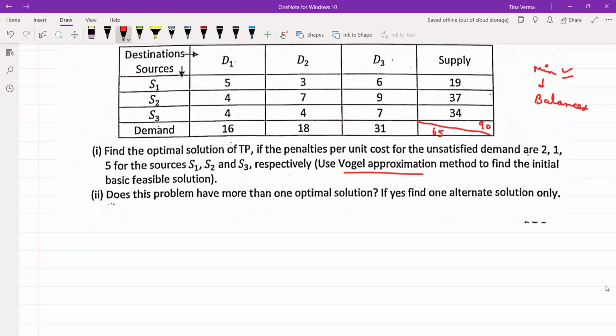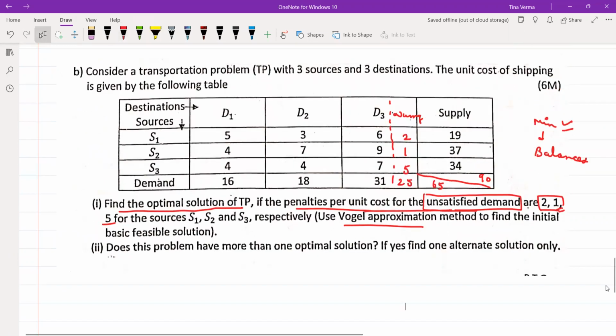What was the trick part over here? It was already given to find the optimal solution of the transportation problem if the penalties per unit cost for the unsatisfied demand are given. So you can see here your demand is not satisfied and the cost was 215. So whenever you create a dummy entry in this, you should not take 0, 0, 0, because the penalties are already given, that you have to take 215 to make it balanced. So this was the only trick part.